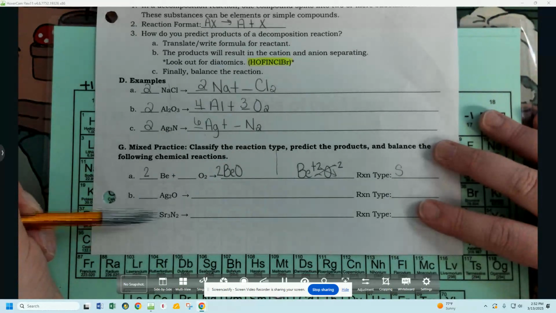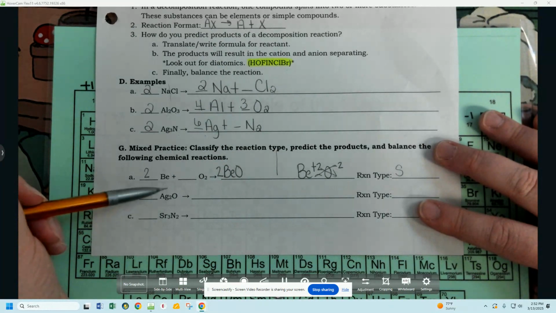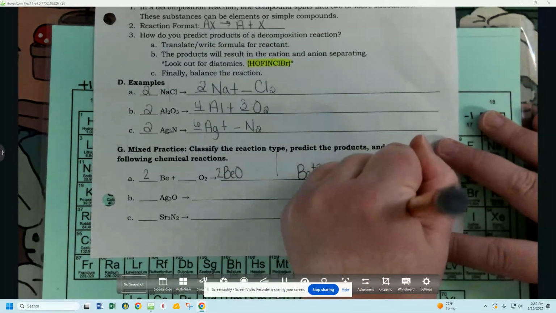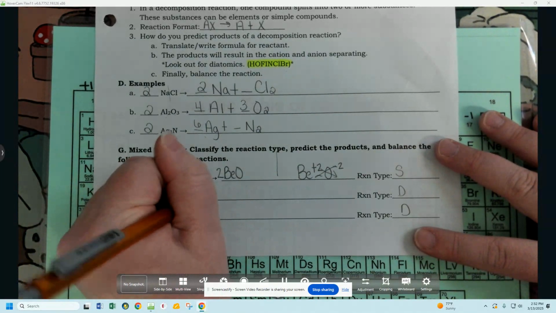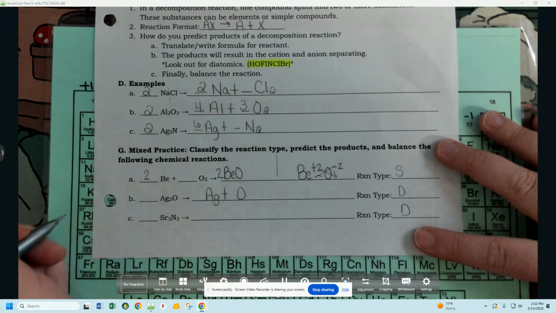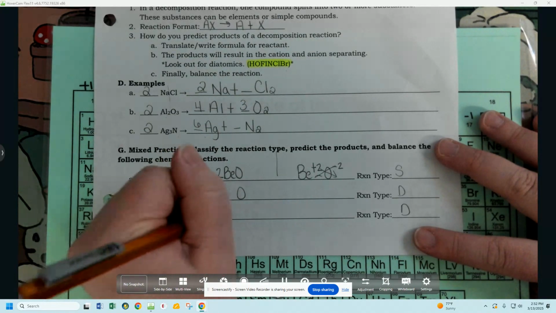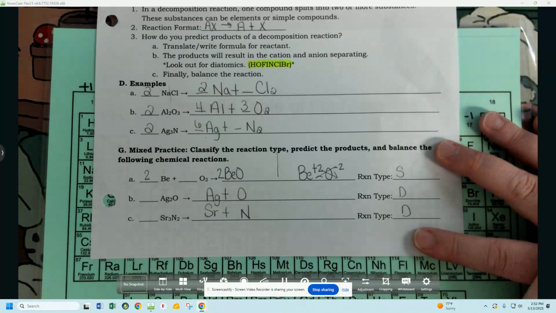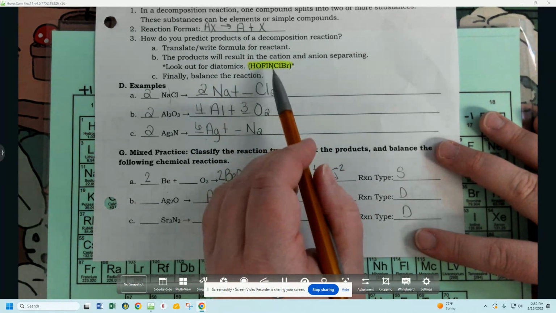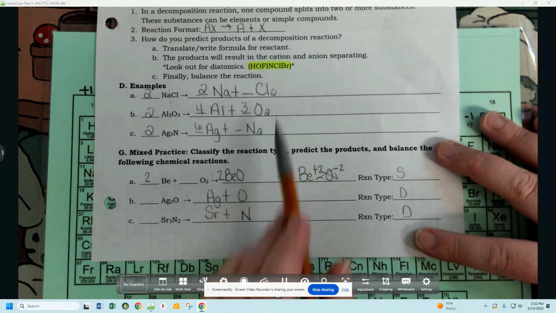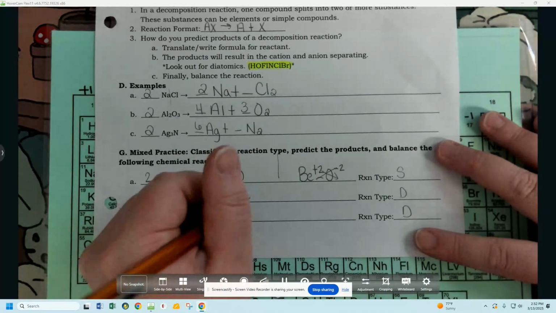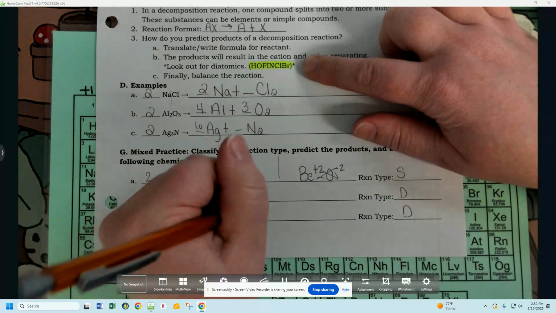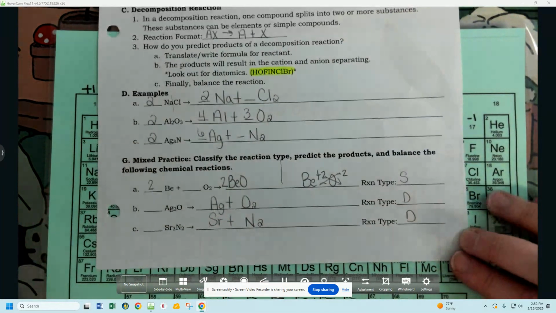B and C are the same reaction type. I only have 1 reactant, and that reactant is a compound. The only thing we can do is decompose it. B is going to break apart into silver and oxygen. C is going to break apart into strontium and nitrogen. When you look at these and you go through decomposition, you have to find your diatomics. Silver is not. Oxygen is, so it gets a 2. Strontium is not one of the 7. Nitrogen is, so it gets a 2. For both of these, you then balance.